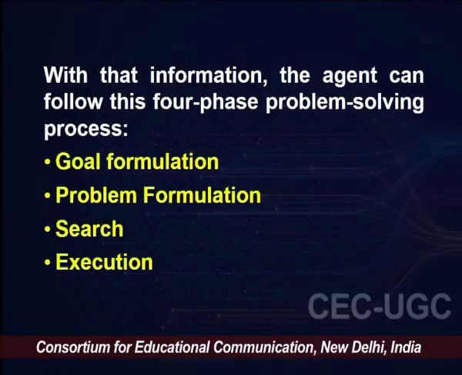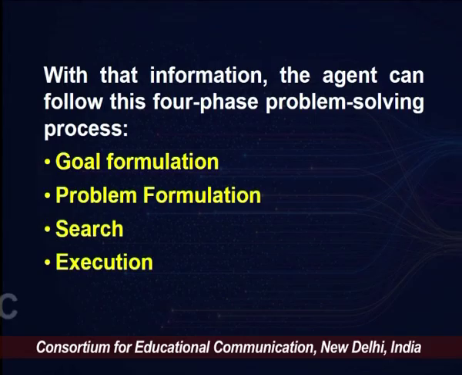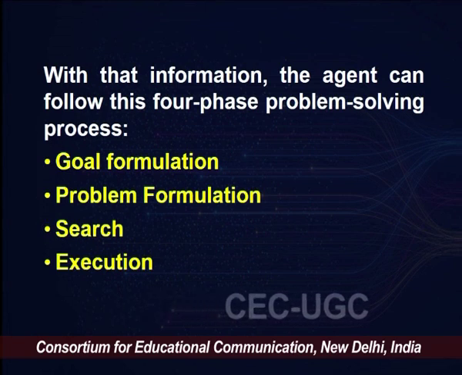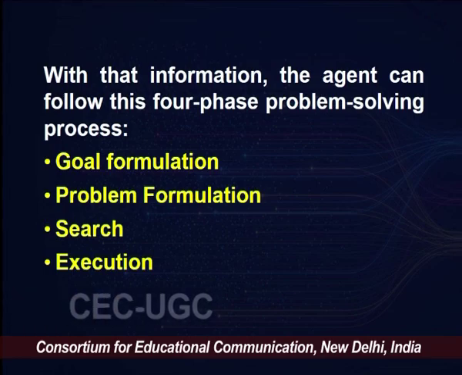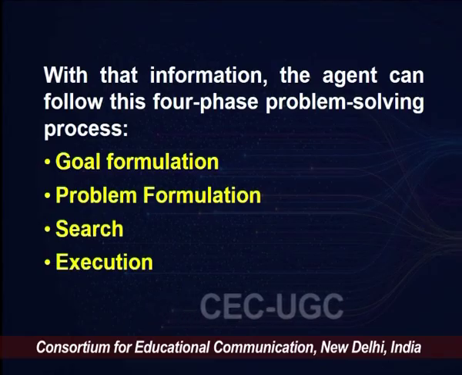Now, with that information about the world, the agent can follow a 4-phase problem solving process, that is, problem solving using search techniques. Now, what are the 4 phases of this problem solving process? The first phase is formulation of goal, which is goal formulation. The second phase is problem formulation, that means kind of coining the whole problem. Then search, which is kind of looking for the option to reach the goal state, and finally the execution. So, the 4 phase process: goal formulation, problem formulation, search and execution.